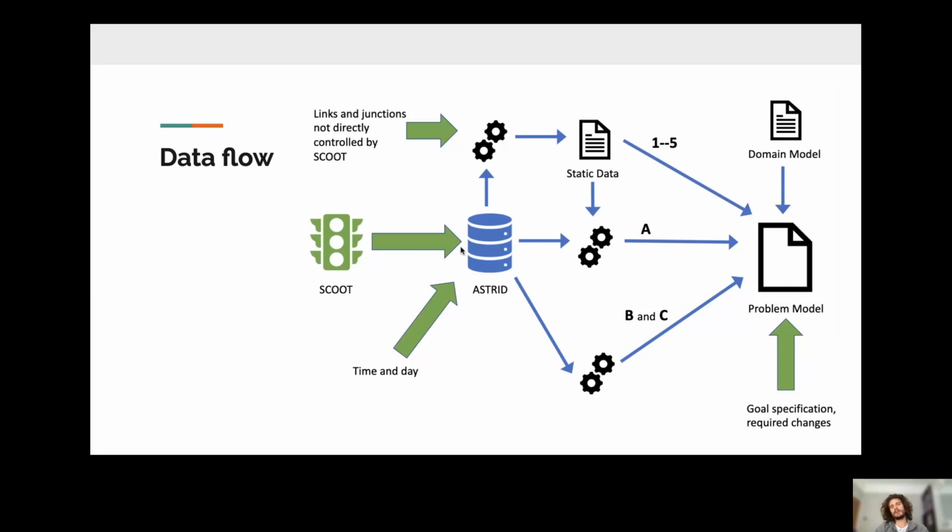And to be honest, for the dynamic data, you don't really use the ASTRID database because it makes the data available only after a few minutes, so you can't use that for real time. In this case, you can just bypass the ASTRID system and connect directly to the SCOOT sensors, but the idea remains the same.